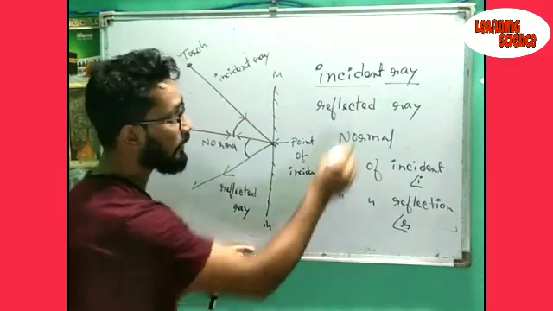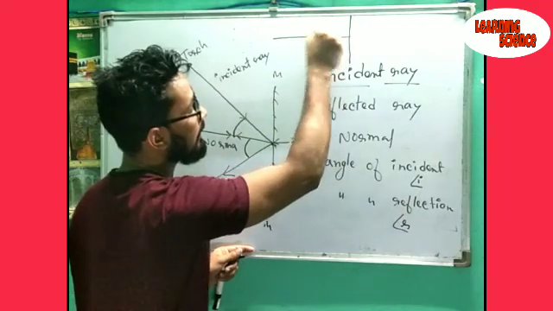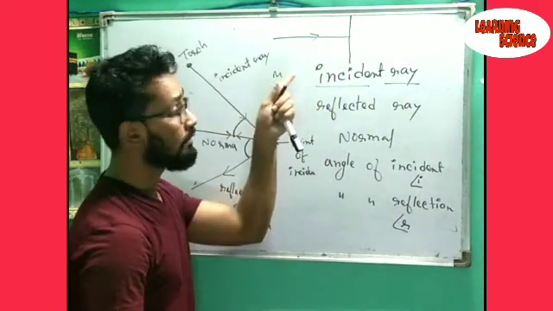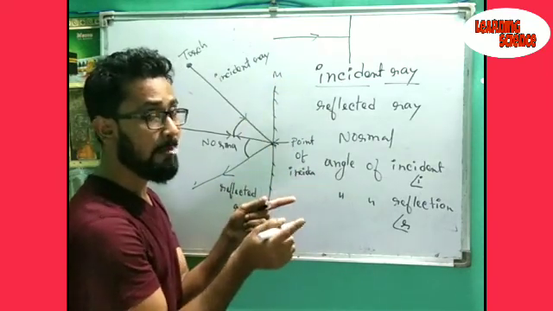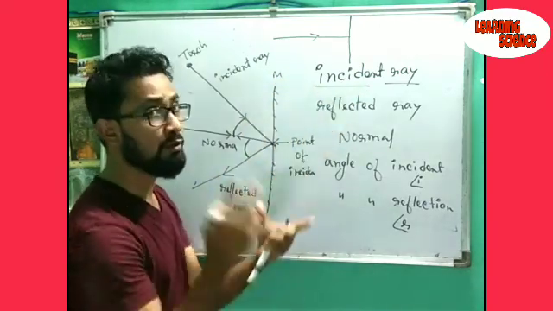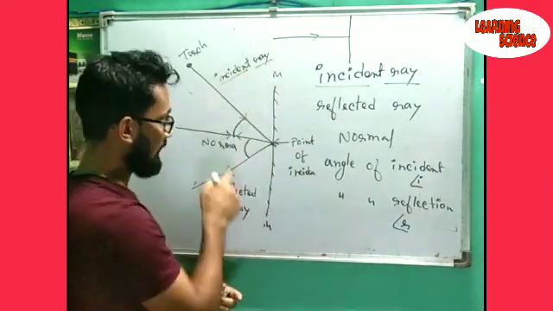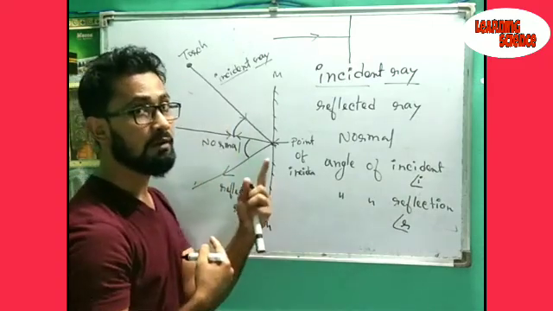So far we have taken a ray which is falling obliquely. Now what will happen if we take a ray which is falling straight? If a ray is falling this way, then the angle of incidence is 0. We have also discussed that there are 2 laws regarding reflection. The incident ray, normal, and reflected ray are on the same plane, and the angle of incidence is equal to the angle of reflection.